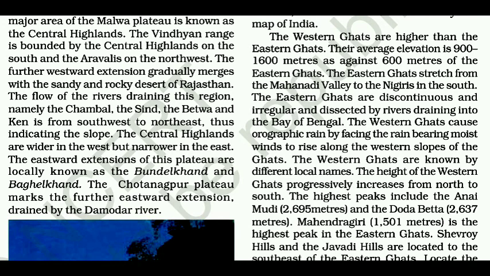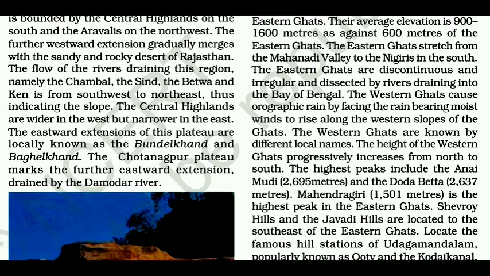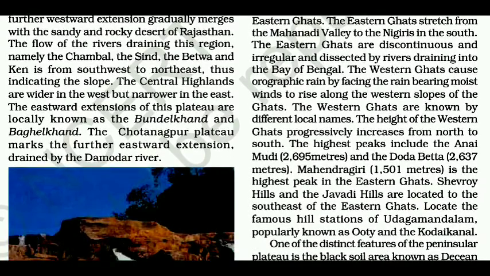The flow of the rivers draining this region, namely the Chambal, the Sindh, the Betwa and Ken, is from southwest to northeast, thus indicating the slope. The Central Highlands are wider in the west but narrower in the east. The eastward extensions of this plateau are locally known as the Bundelkhand and Baghelkhand. The Chota Nagpur Plateau marks the further eastward extension drained by the Damodar River.